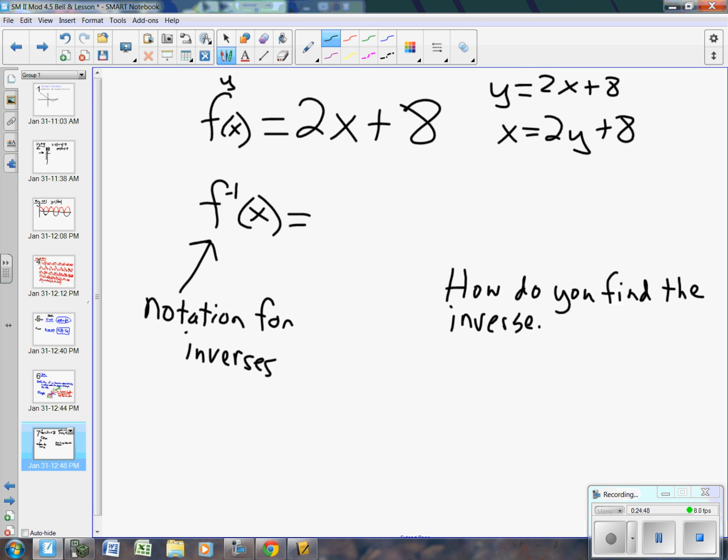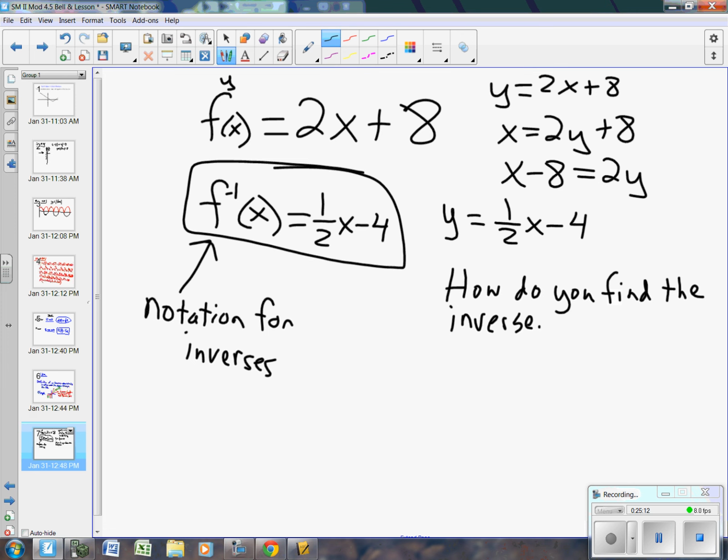Now, I have to solve that for y. How do I solve that for y? Minus 8 from both sides. I would get x minus 8 equals 2y. Then what? Then divide by 2. So I would get 1/2 x minus 4. Y equals 1/2 x minus 4. And then the last thing I want to do is change it to inverse notation, which is right over here. So f inverse of x is equal to 1/2 x minus 4. That right there is the inverse of this one right here.